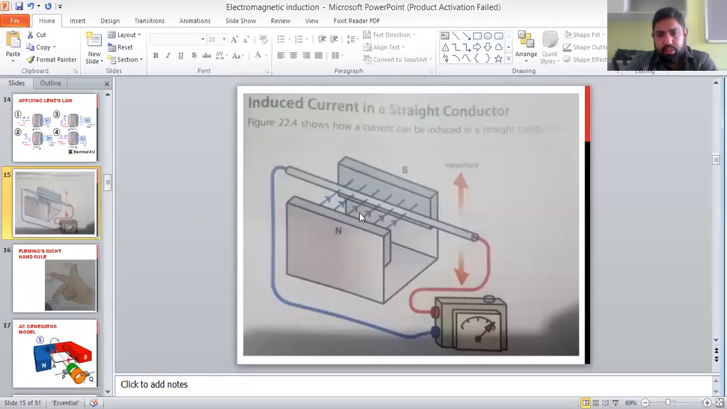So, in the last class, we had discussed the EMF or current induced in a conductor when it is moved in a magnetic field. So, we can apply Fleming's right hand rule to see the direction of current in this conductor.